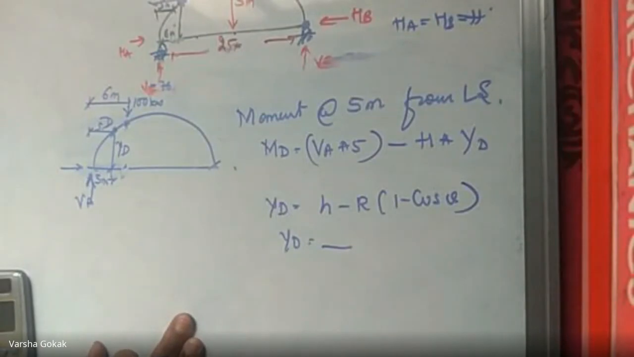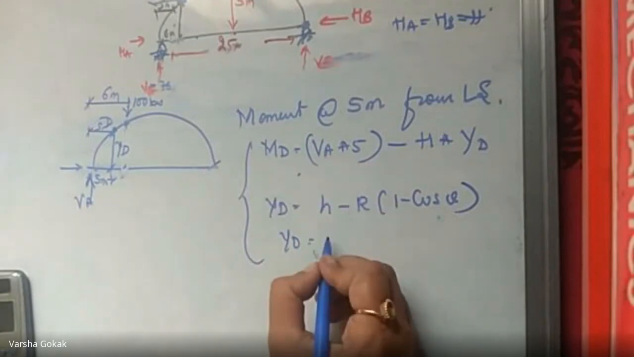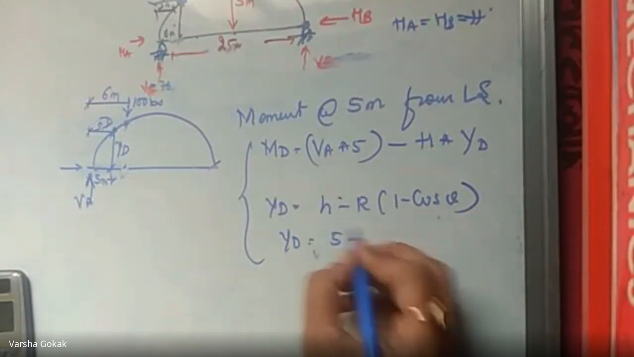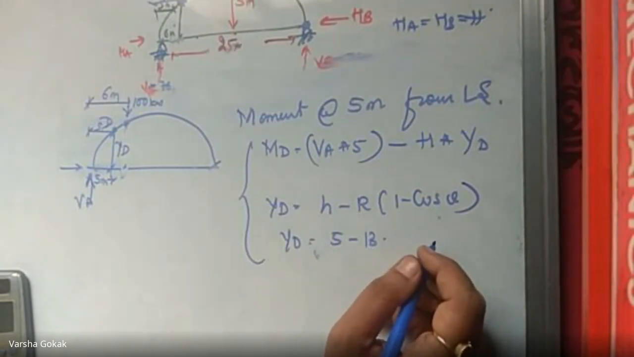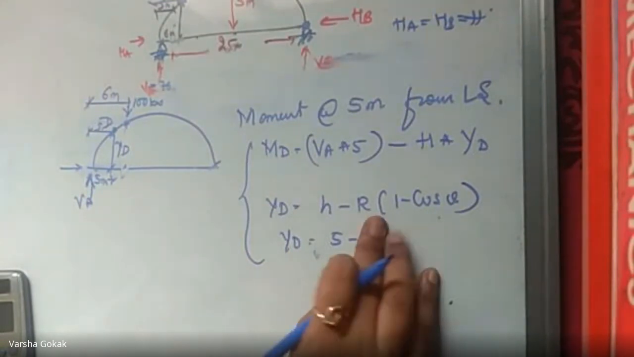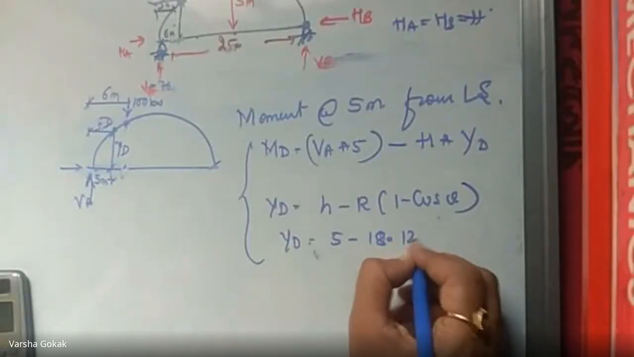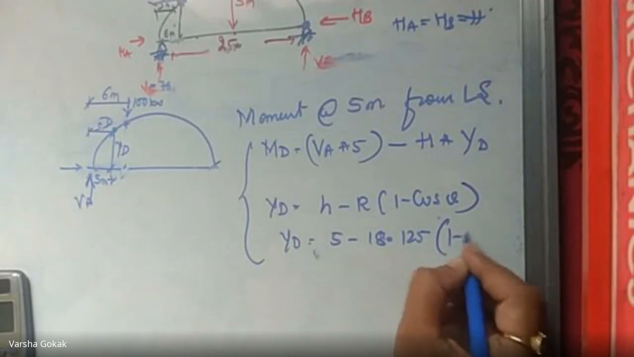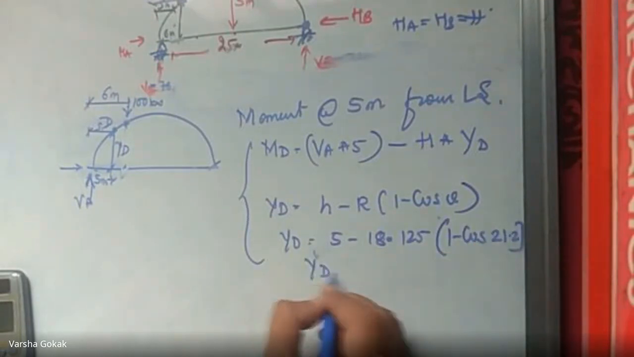that particular point. I want you to try this. You know the value of theta, you know the value of h is 5. The radius was 13 point something you got, no? How much is the radius? 18 or 13? 18, no? Sorry, 18. 18.125 into 1 minus cos of theta is 21.2 something. So what is the value of YD you get here?